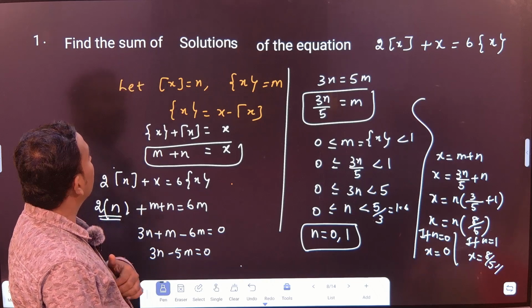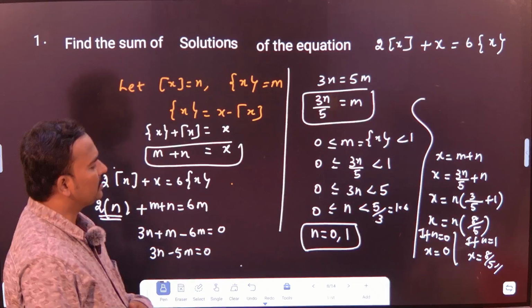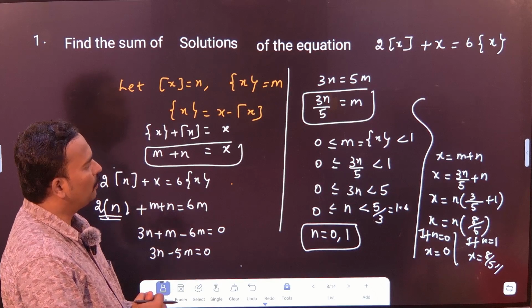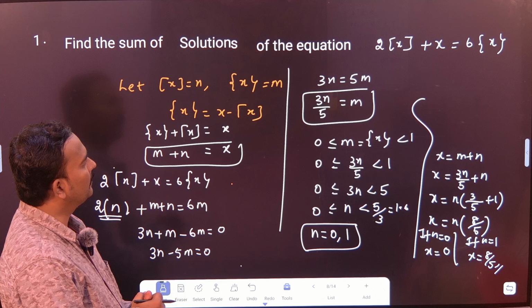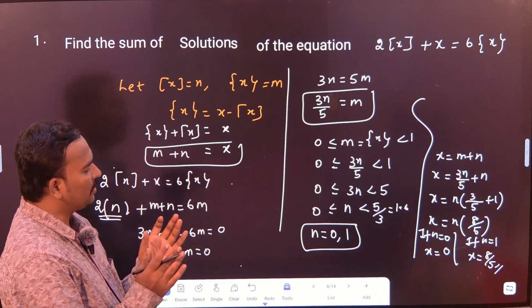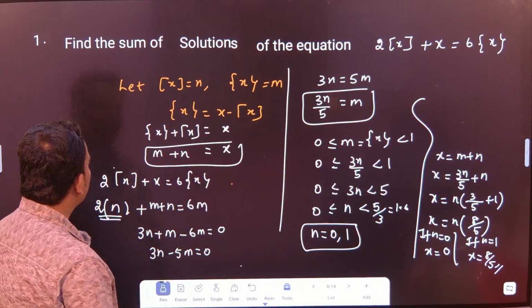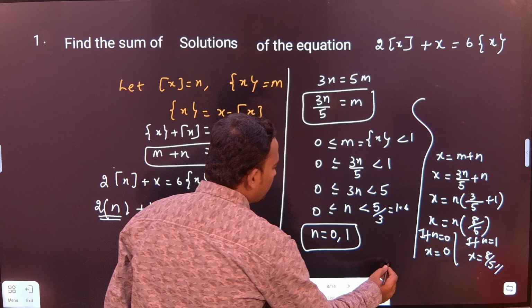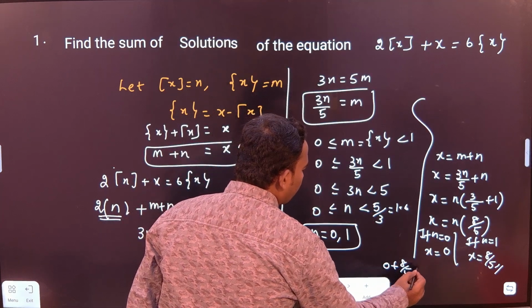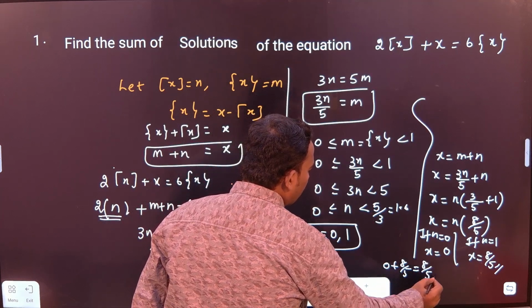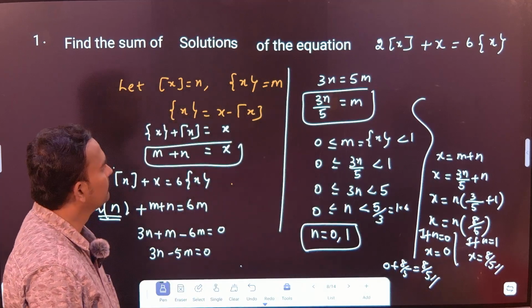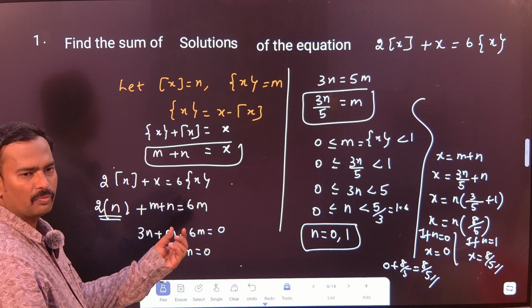They're asking for the sum of the solutions of the equation. So sum of the real solutions means 0 plus 8 by 5. The sum of the solutions is 0 plus 8 by 5, so 8 by 5 is your answer. Understood? Okay, we'll go for the next question.